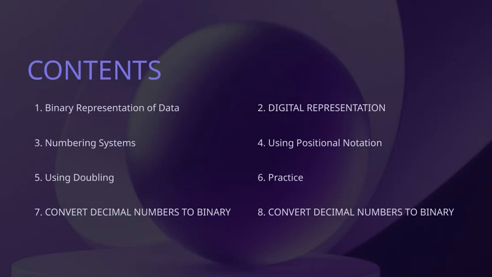Now, let's turn our attention to slide 2, which covers digital representation. As we've seen, understanding how data is represented digitally is fundamental to grasping how computers process information. Digital representation is all about how we encode different types of data, like numbers, text, images, and sounds, into a form that computers can understand and manipulate.